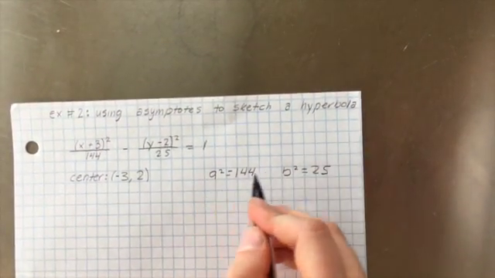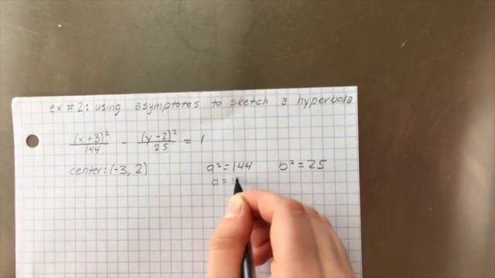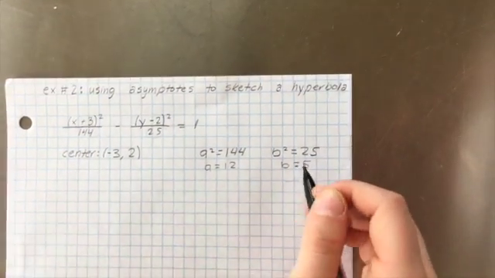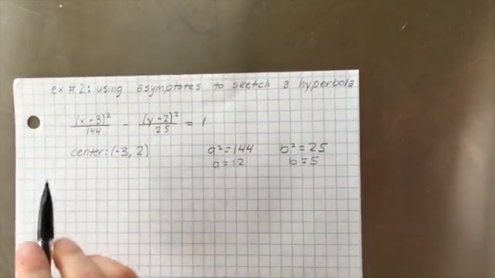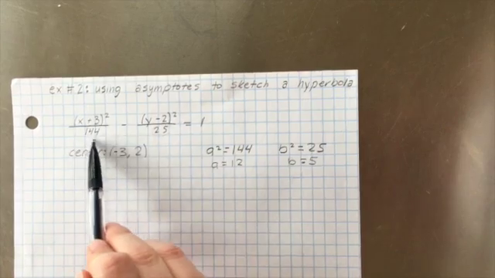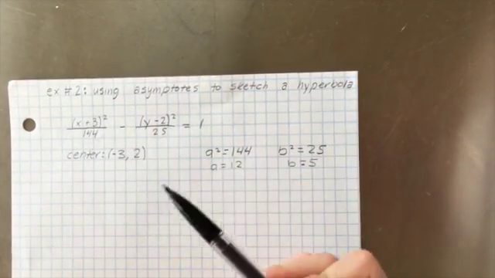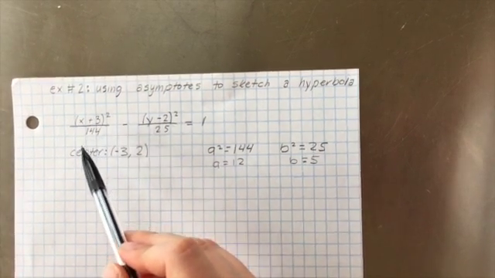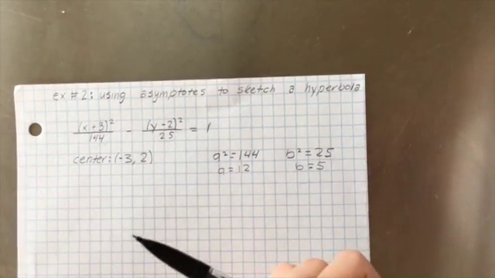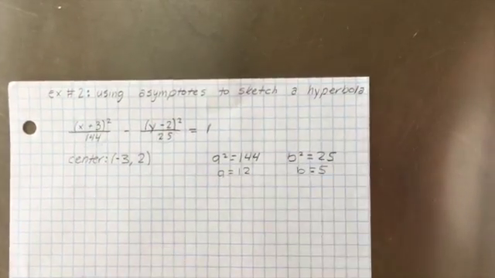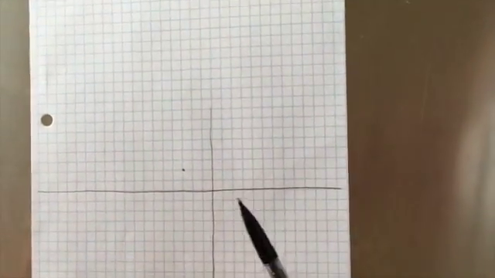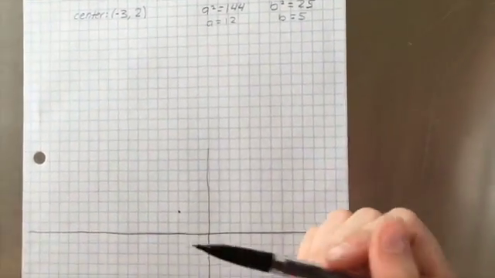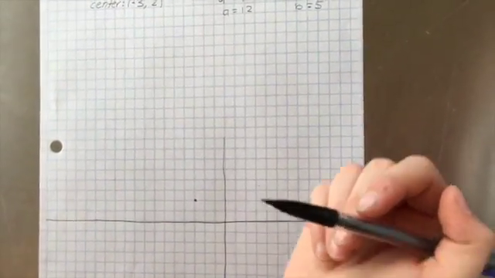So then if you take the square root of each, a is going to equal 12 and b is going to equal 5. And so in hyperbolas, the a squared value is always going to be in this first position. So because the x is over the a, you're going to know that it's going to be a horizontal graph, because x is the horizontal line, and then y is vertical. So you know this is going to be a horizontal graph.